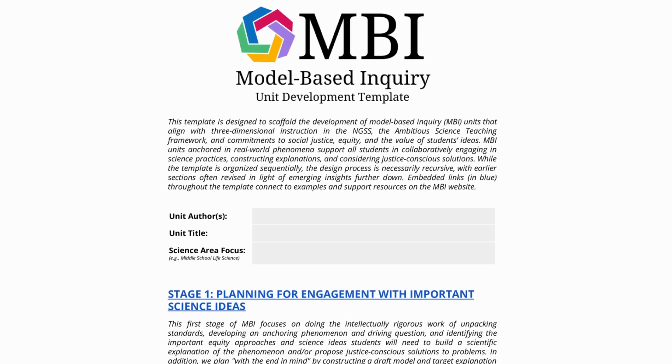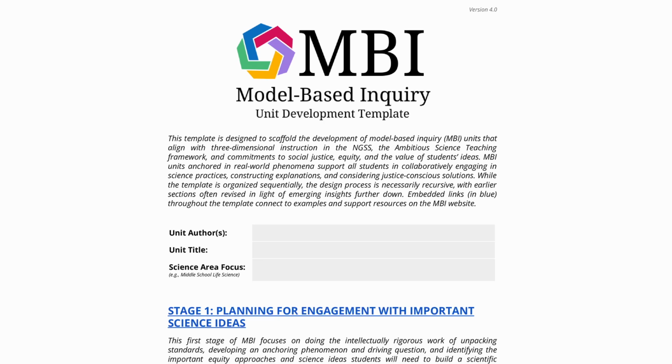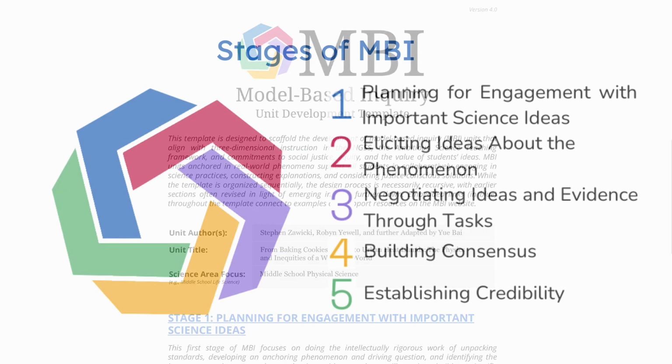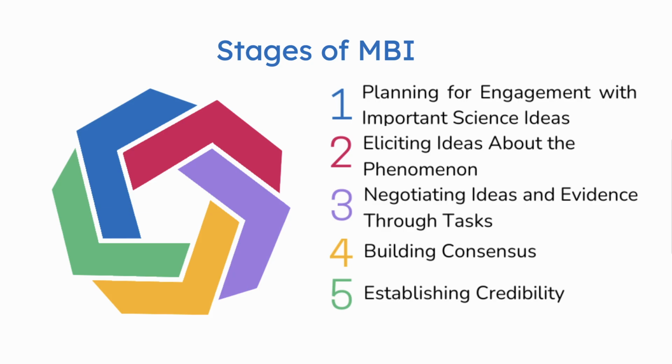We'll walk through each of the 5 stages of an MBI unit using a real example, a middle school physical science unit titled From Baking Cookies in Cars to Urban Heat Islands, the Physics and Inequities of a Warming World. The template is structured around 5 stages: planning for engagement with important science ideas, eliciting ideas about the phenomenon, negotiating ideas and evidence through tasks, building consensus, and establishing credibility.